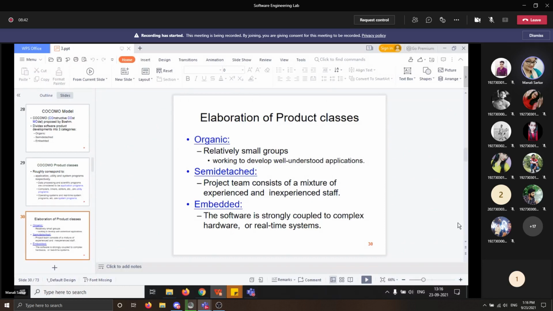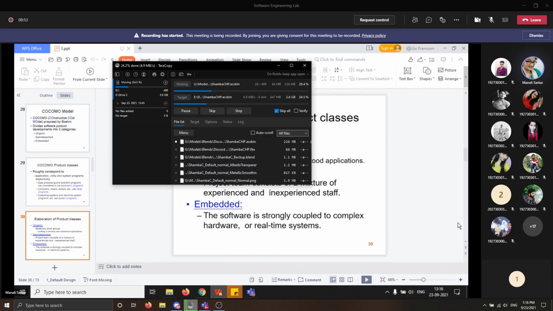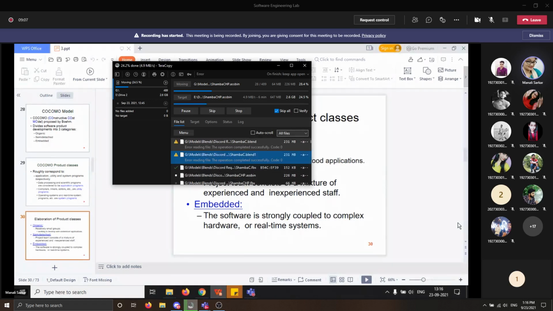What is semi-detached? A development project can be considered to be of semi-detached type if the development team consists of a mixture of experienced and inexperienced staff. Team members may have limited experience on related systems but may be unfamiliar with some aspects of the system in development. The next one is embedded. A development project is considered to be of embedded type if the software being developed is strongly coupled to complex hardware, or if strong regulations on the operational procedures exist.